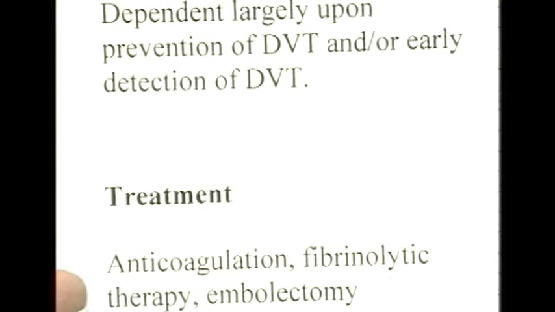Treatment should PE occur. Anticoagulation with fairly large doses of intravenous heparin, normally 5,000 units stat, followed by something like 20,000 units 12-hourly. Matched, of course, with anticoagulation times. Sometimes fibrinolytic therapy to dissolve the clots, and occasionally some surgeons will do embolectomy. But the key thing I'm trying to stress: prevent PEs by preventing DVTs.